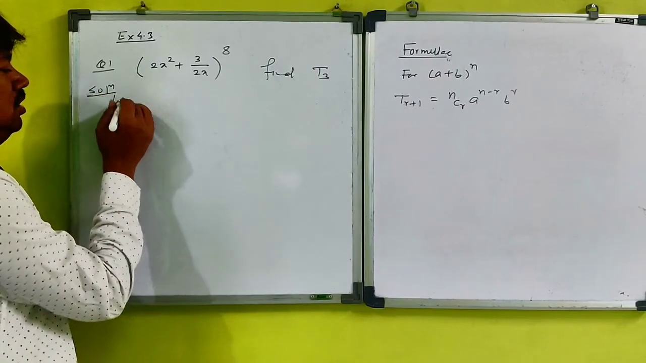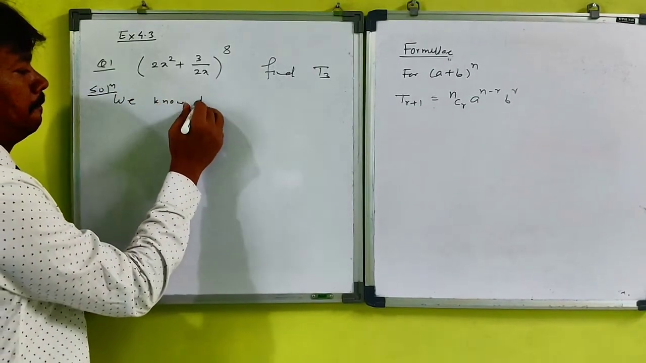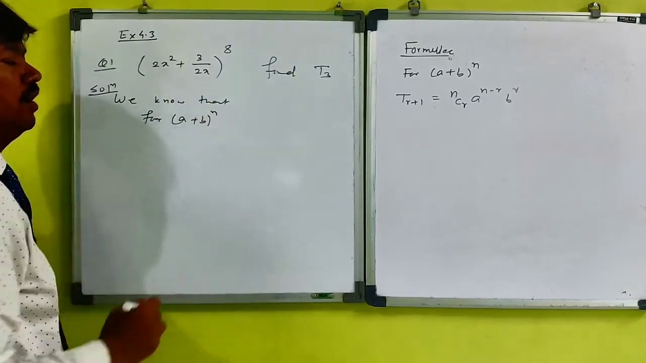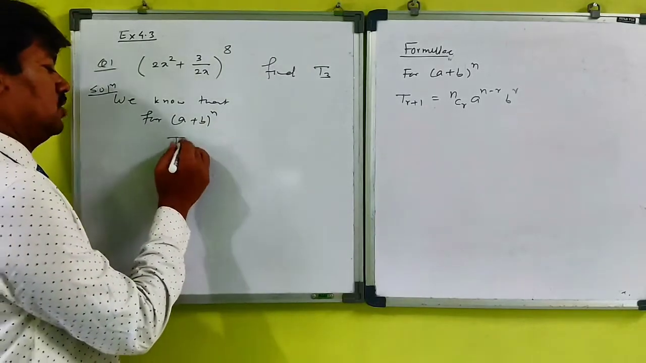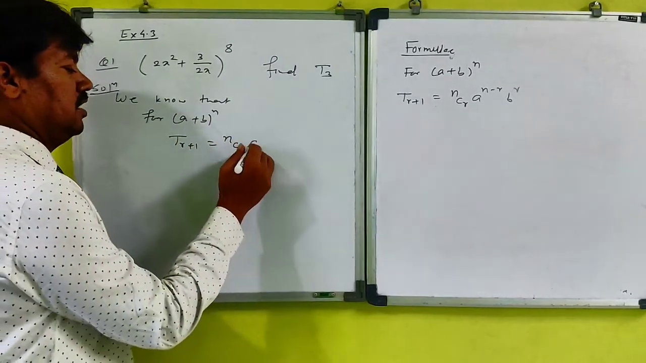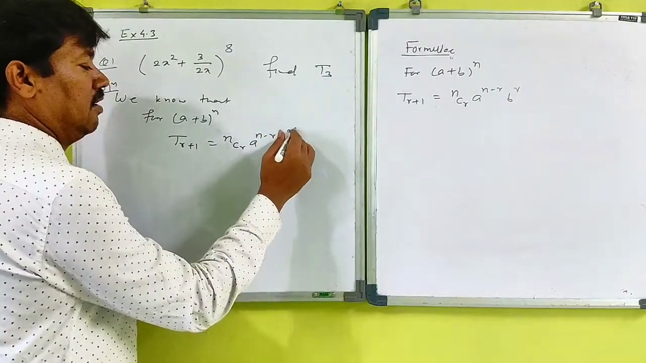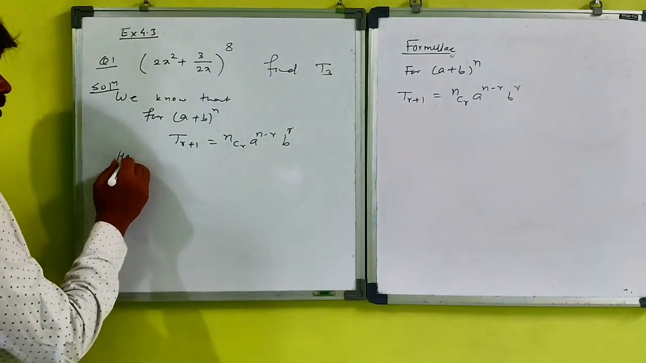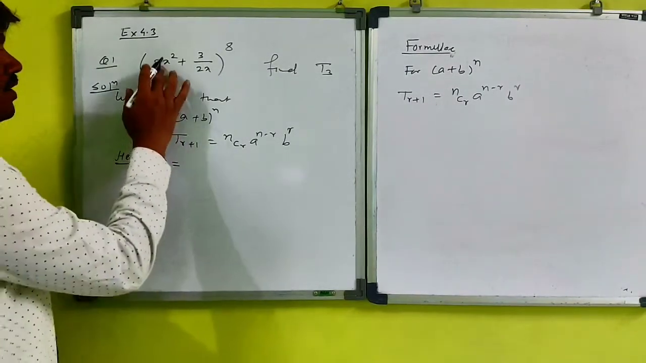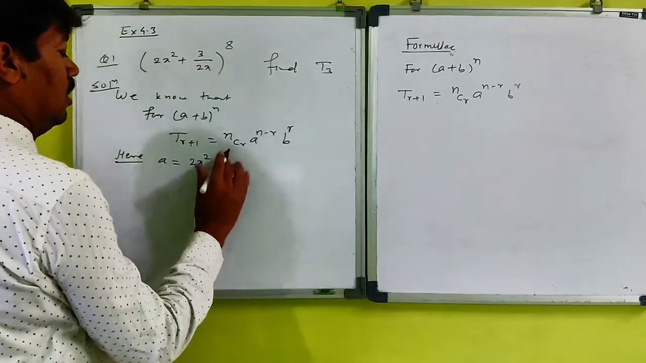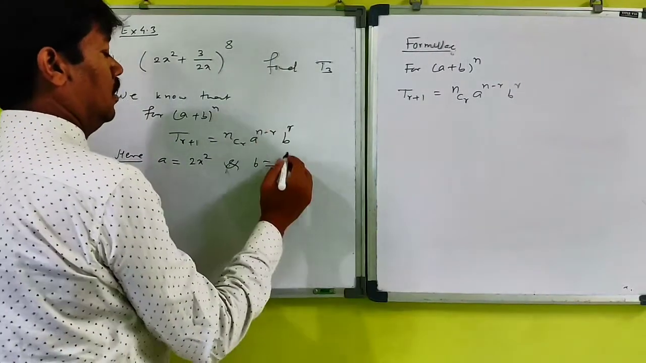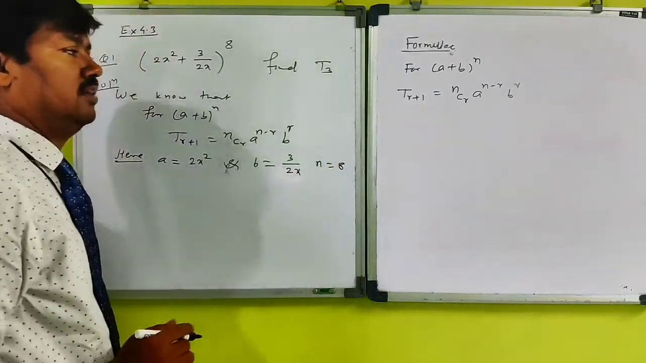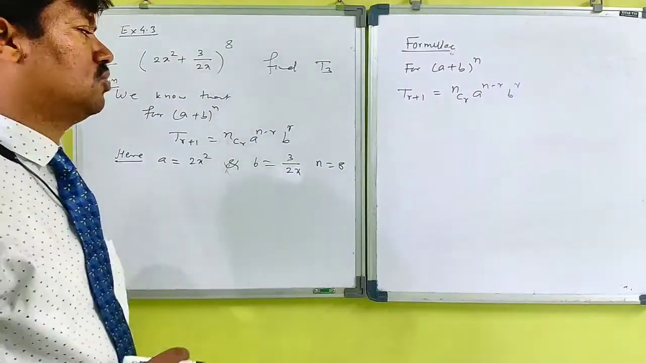So what is the solution here? We know that for (a + b) raised to n, T(r+1) is always given by nCr a raised to (n − r) b raised to r. That is the general formula. Here, in this sum, what is the value of a? a is the first term, that is 2x squared, and b is 3 upon 2x, and n is equal to 8, like this. So n is equal to 8.